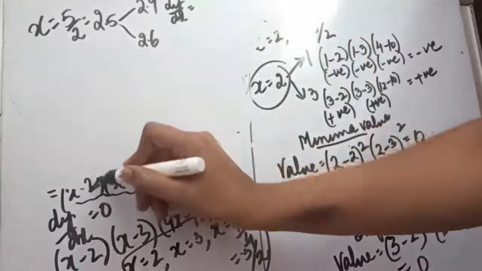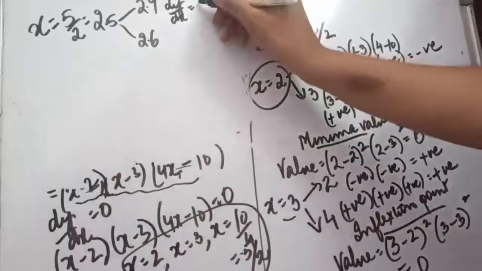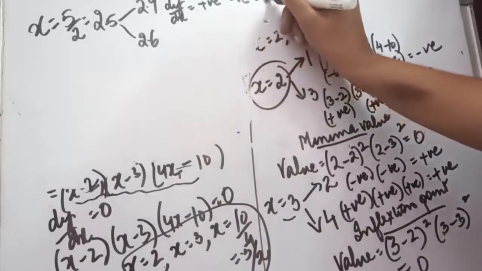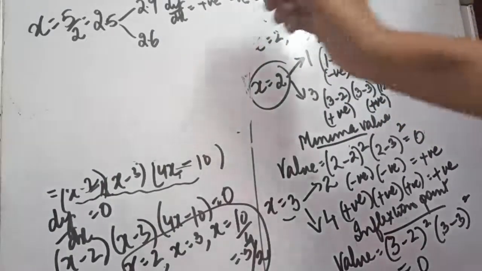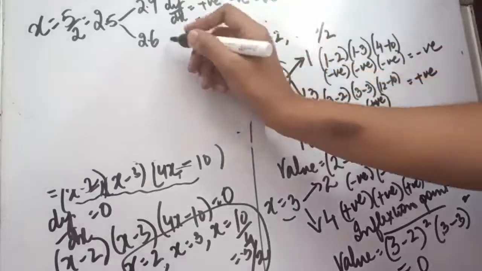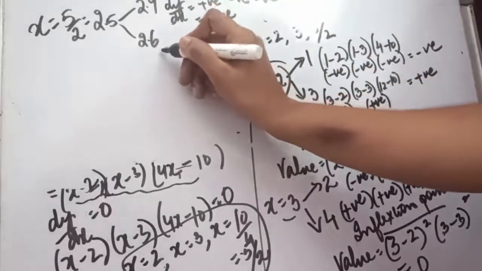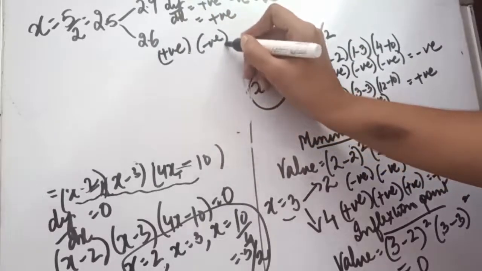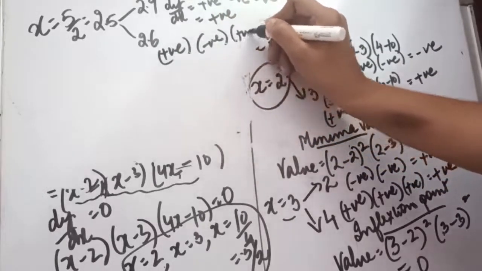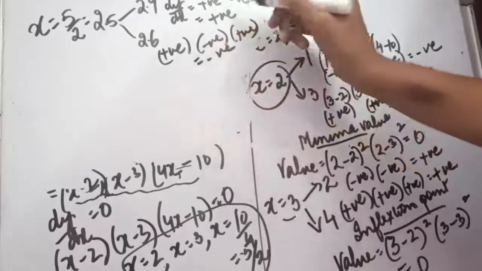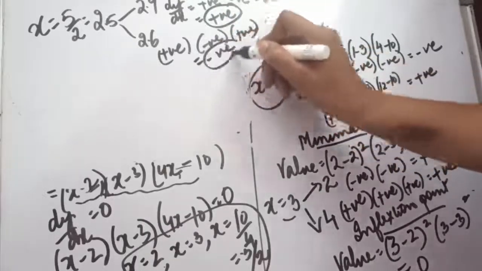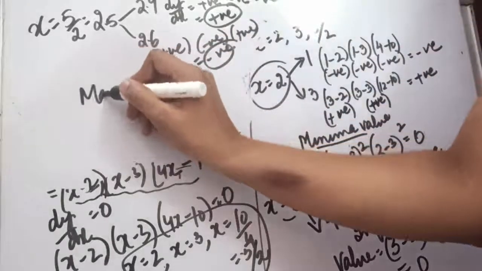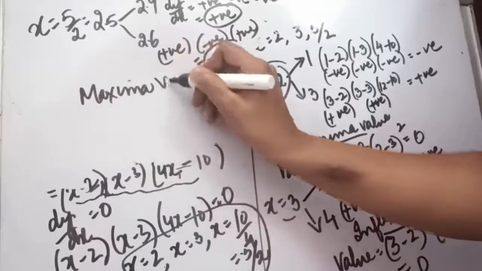If you fill this into our derivative, so the first value will be positive, second value will be negative, and third value will also be negative. So ultimately you will be getting a positive sign. And if you will fill 2.6, first you will get a positive, second will be a negative, and third will be a positive. So ultimately you will be getting a negative value. So here the sign changes from positive to negative. So when the sign changes from positive to negative, it is the maxima value.